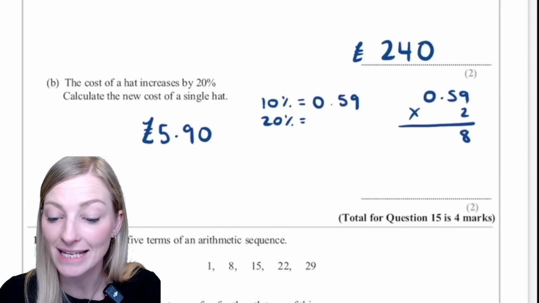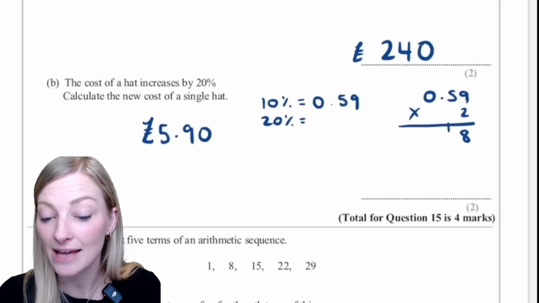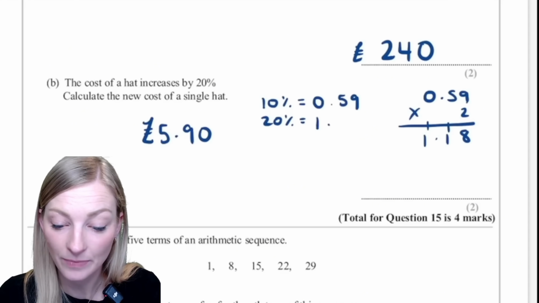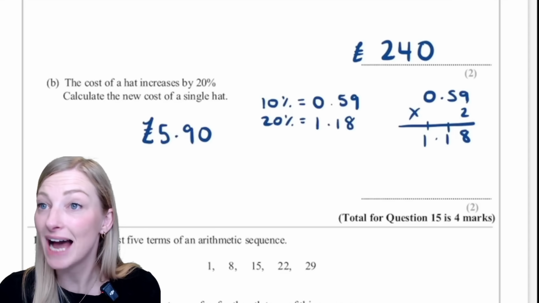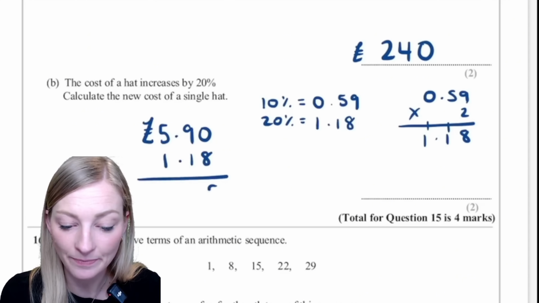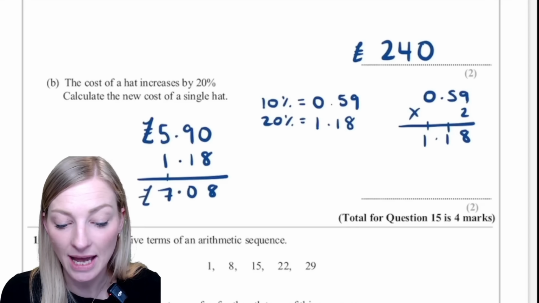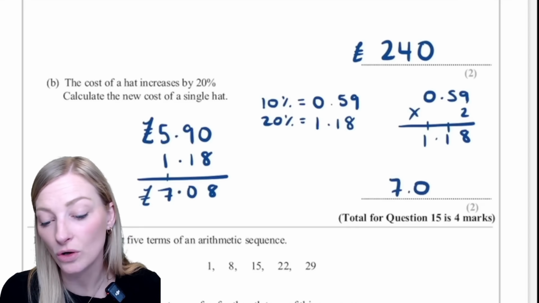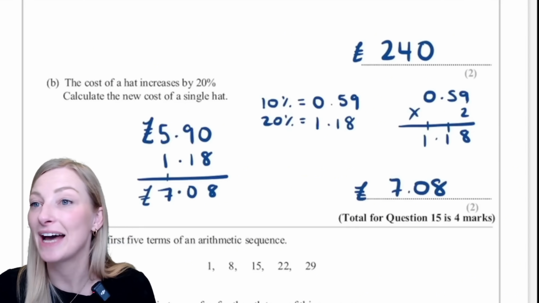2 times 9 is 18. 2 times 5 is 10. Add the 1 is 11. So 1.18. And that is going to be the increase added on. So £5.90, add £1.18, gets me £7.08. And that is the cost of our new hat.